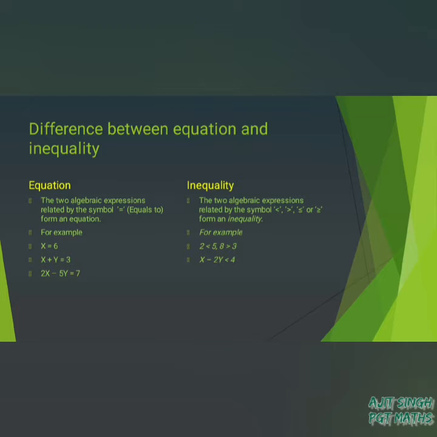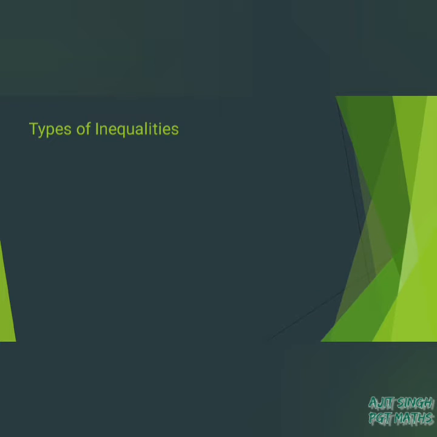Second example is x minus 2y less than 4. This is another example of inequality in two variables. x plus y greater than 2 and 2x minus 3y less than equal to minus 2. These are some examples of inequalities. So you can see here we use the sign less than, greater than, less than equal to, or greater than equal to. Now the types of inequalities. Based on these examples, there are different types of inequalities.